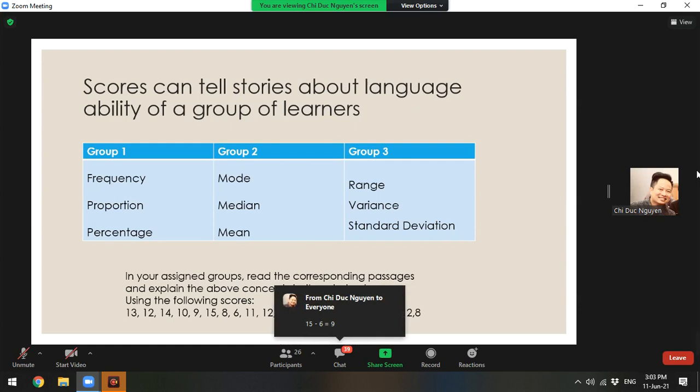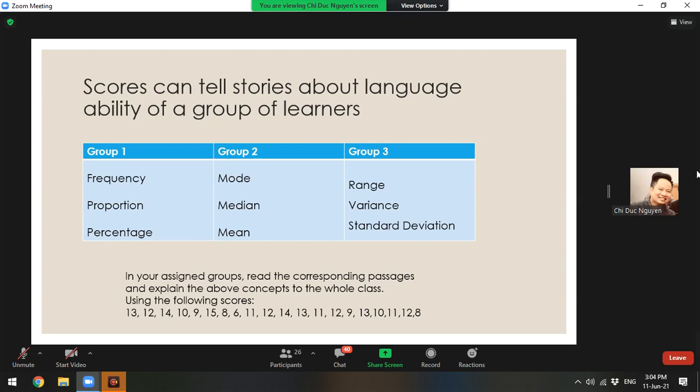Or you can just say that the range of the test goes from 6 to 15. That is enough. So actually the range is the distance from the lowest number to the highest number. We need to know about it to see the overall picture of the score first, before we go deeper to see the distance between the students themselves and the mean.